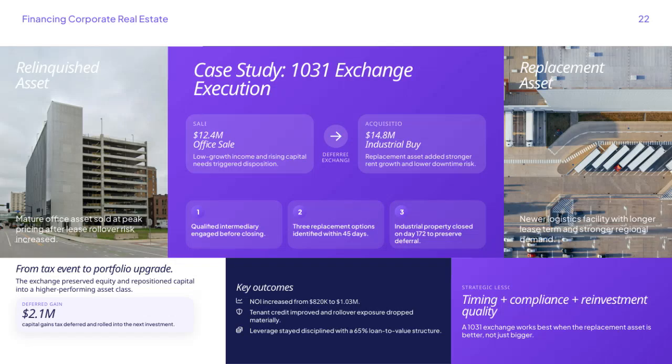Here, we have a case study that illustrates the successful execution of a 1031 exchange in corporate real estate. The relinquished asset was a mature office property sold for $12.4 million. This property was facing lease rollover risk and had low growth income alongside rising capital needs, which ultimately triggered the decision to sell. In its place, a newer logistics facility was acquired for $14.8 million.